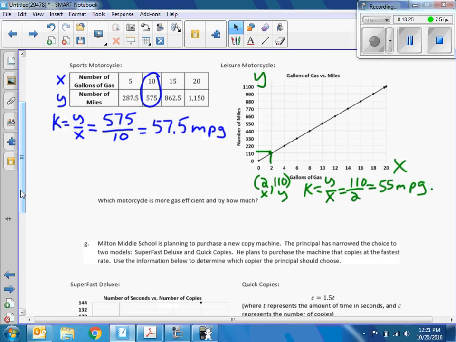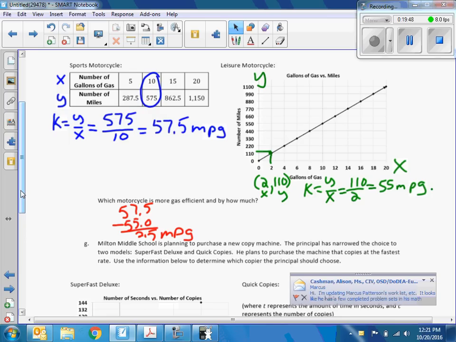Which motorcycle is more gas efficient and by how much? So here you would say, I'm going to save time here, but you would say the sports motorcycle is more efficient by 57.5 minus 55.0, 2.5 miles per gallon. Doesn't seem like a whole lot, but if you drive your motorcycle a lot and you keep it for 10 years, you're saving a ton of money.